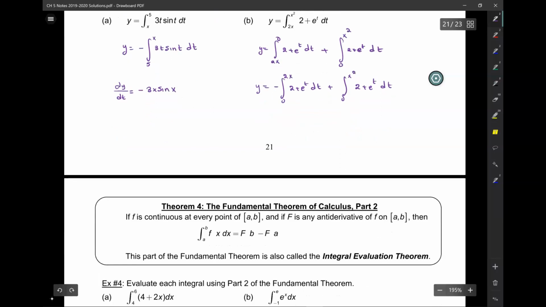So, dy/dx is negative, 2 plus e to the 2x, times what? Chain rule. Times 2, plus 2 plus e to the x squared times 2x.